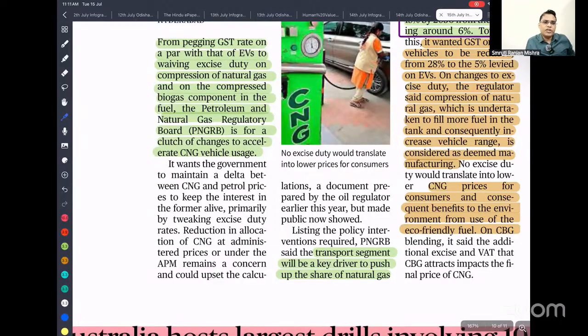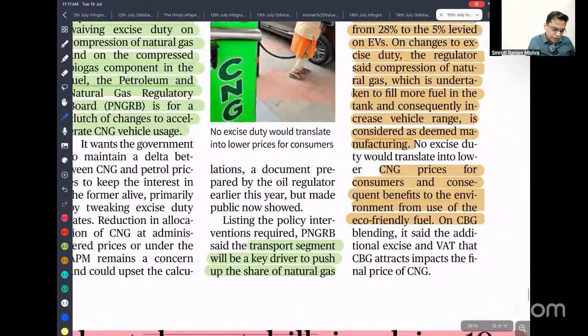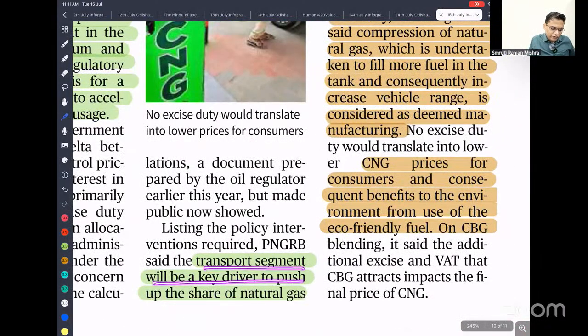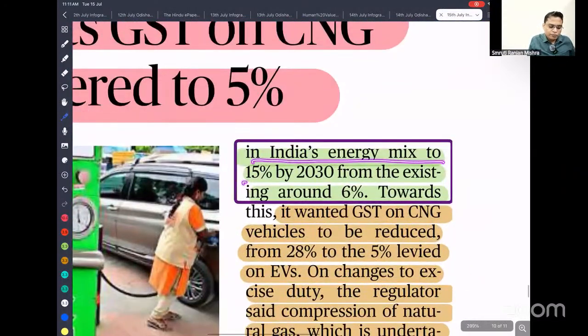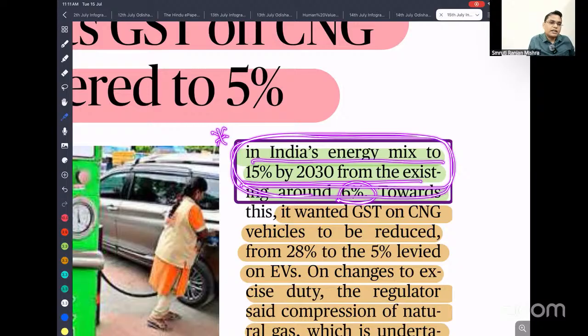The demand is that we need to make sure there is a uniform tax rate for both CNG as well as EV. The transport segment will be the key driver to push the share of natural gas in India's energy mix from the current 6% to 15% by 2030. So you can note them down. You can write that in your examination.